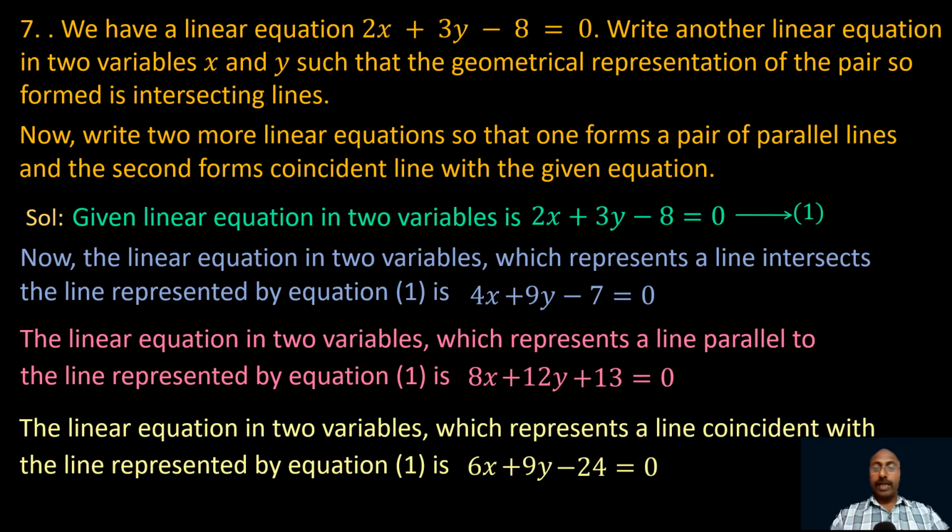Okay, now in this equation we can observe that 2 by 6 is 1 by 3, 3 by 9 is 1 by 3, minus 8 by minus 24 is 1 by 3. So that is a1 by a2 is equal to b1 by b2 is equal to c1 by c2.